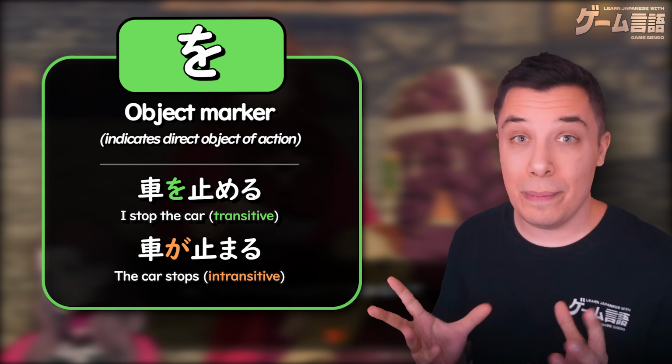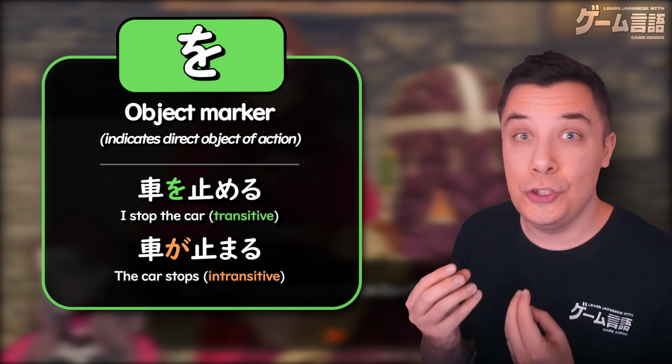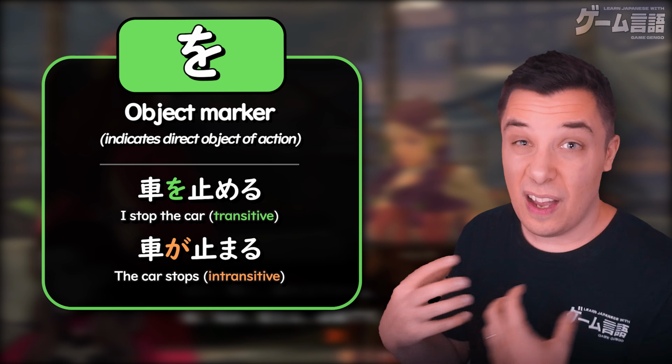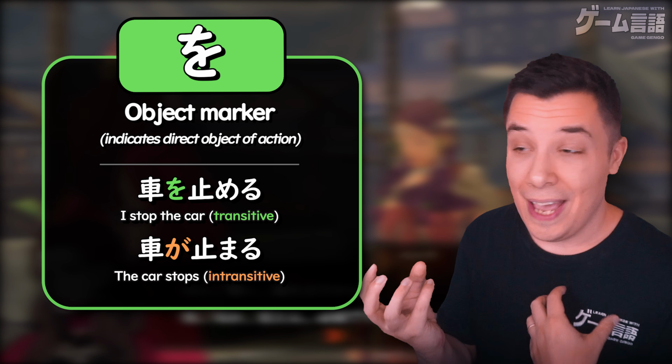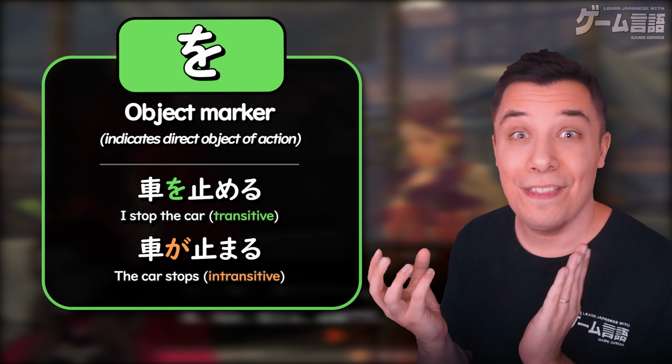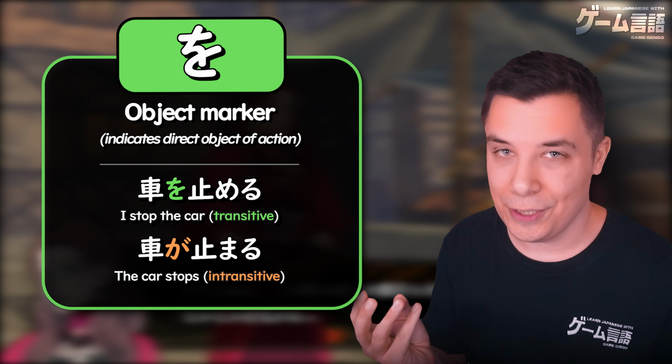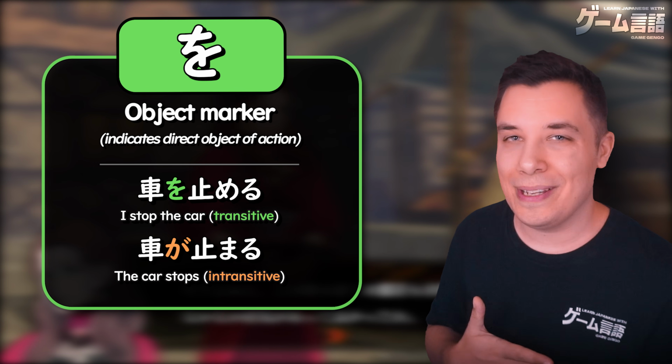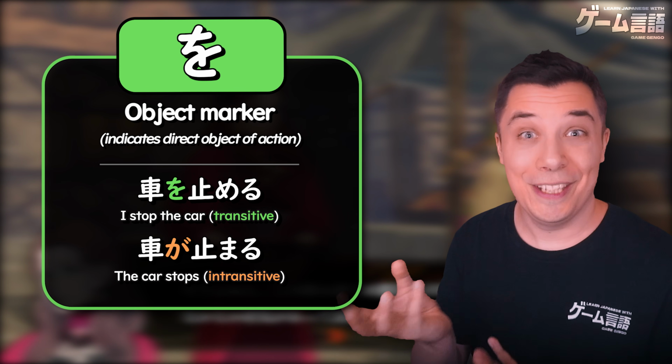But very simply, just remember that the o particle marks the direct object of the verb. I did an action, I stopped, and what did I stop? I stopped the car. And so you'll see the o particle used with transitive verbs when you're talking about something that someone's done, when it's clear who's done the action.